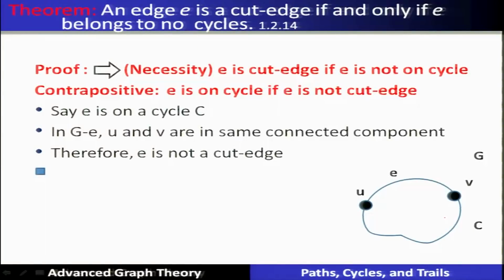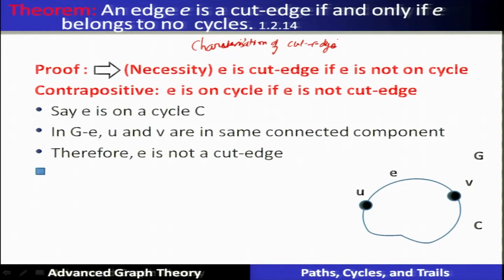Now, there is a theorem which will use all these different concepts. The theorem says that an edge E is a cut edge if and only if E belongs to no cycle. This particular proof we have to see in both directions, because this theorem gives a characterization of a cut edge. By characterization, in the sense that if an edge is present on a cycle, then it is not a cut edge. So if it is a cut edge, that is equivalent to saying that it is not on any cycle.